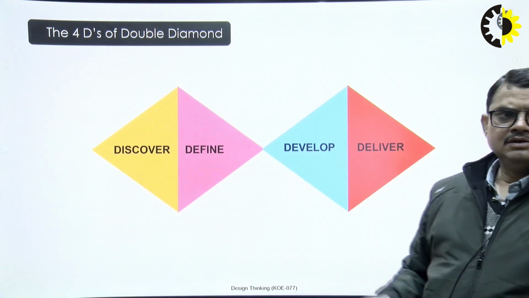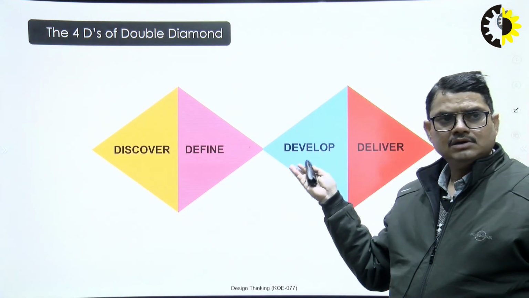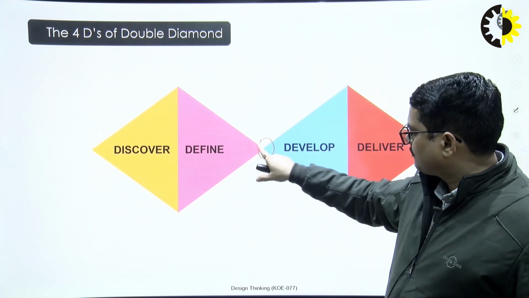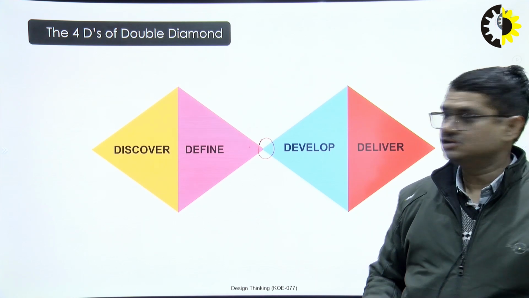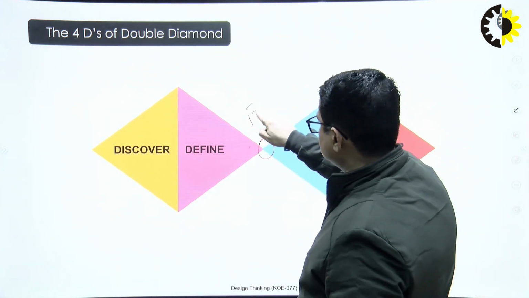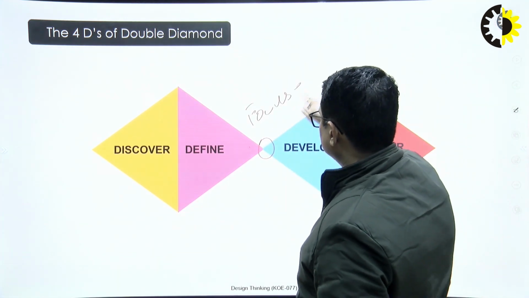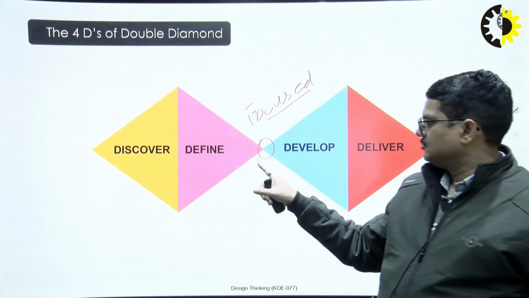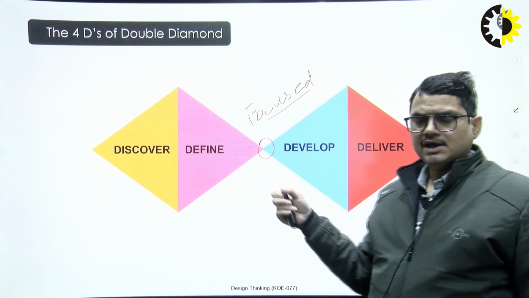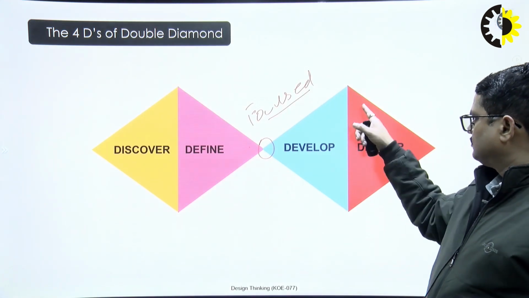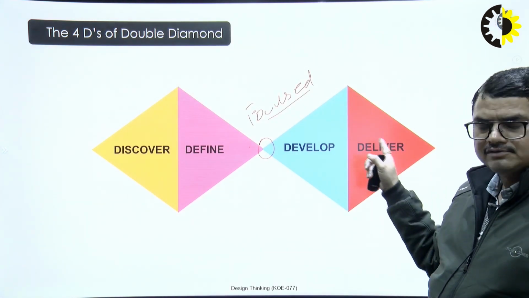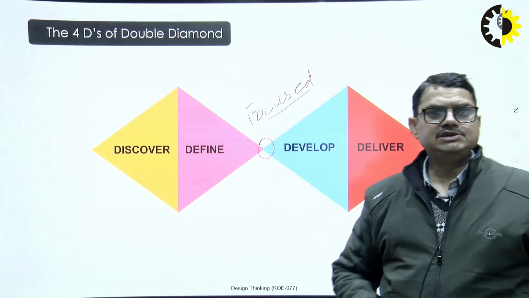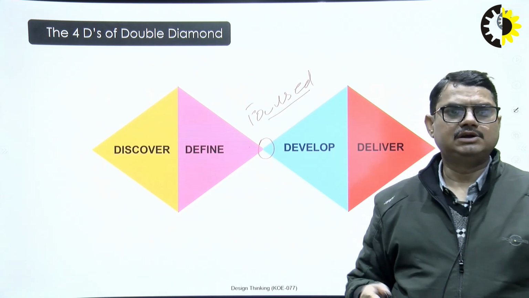Again, we are into the development process. Here you remember that we have a particular problem, that is the focused problem. Here is the focus problem, and after this focus problem we are into the development stage, and after we apply the divergent and convergent thinking, we are into the deliver space. So, these are the 4 Ds in the double diamond theory.